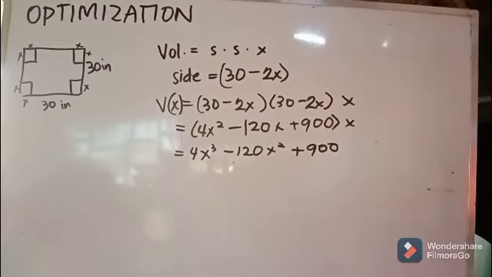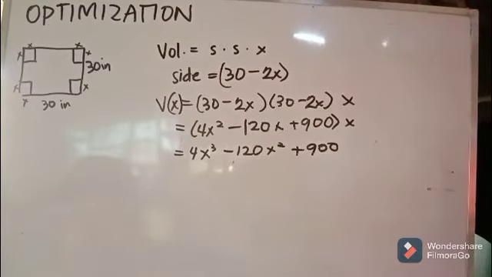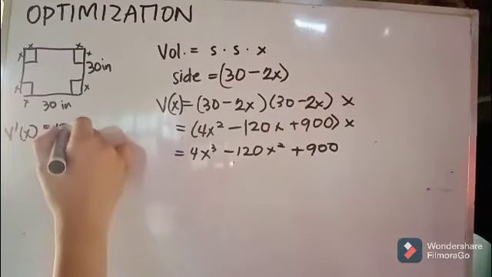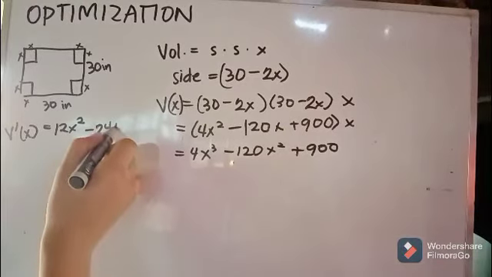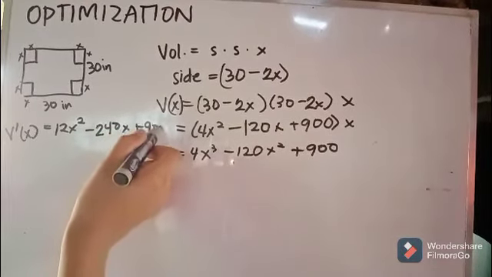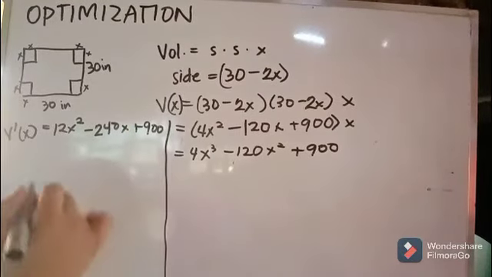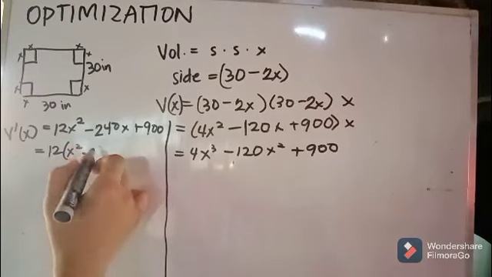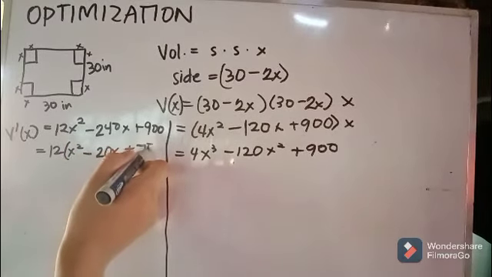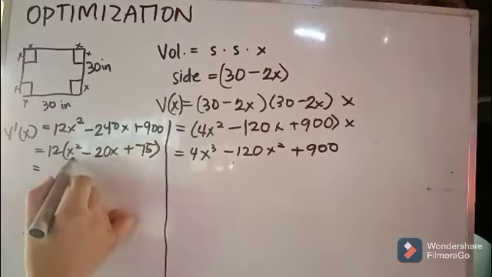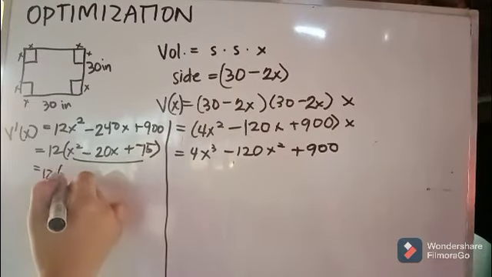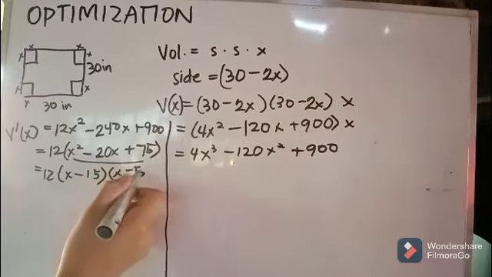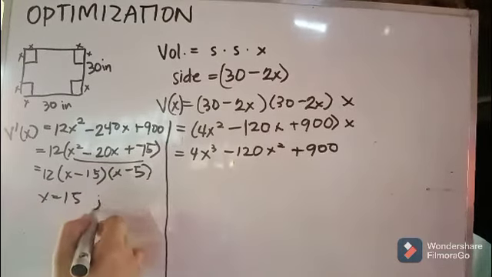Then, to get the value of x, we need to get the derivative of V of x. So V prime of x is equal to 12x squared minus 240x plus 900. Factor out the 12. It will be x squared minus 20x plus 75. Now get the factors of this term. So 12 multiplied by x minus 15 and x minus 5. So x is equal to 15 and x is equal to 5.